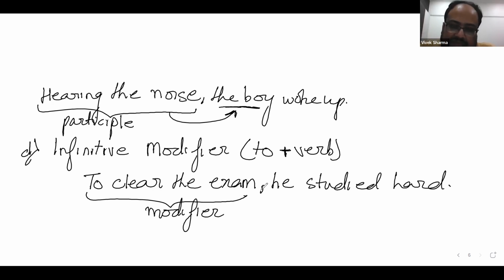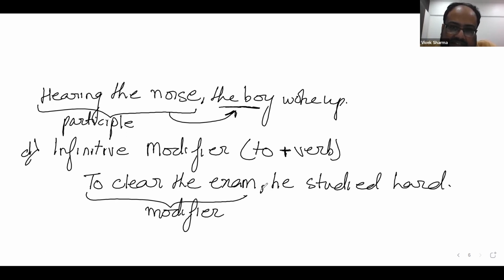So in general, we have defined a modifier as any word or any group of words that modifies another part of the sentence, which is what is happening in all these examples. Please ask if there's a doubt here.